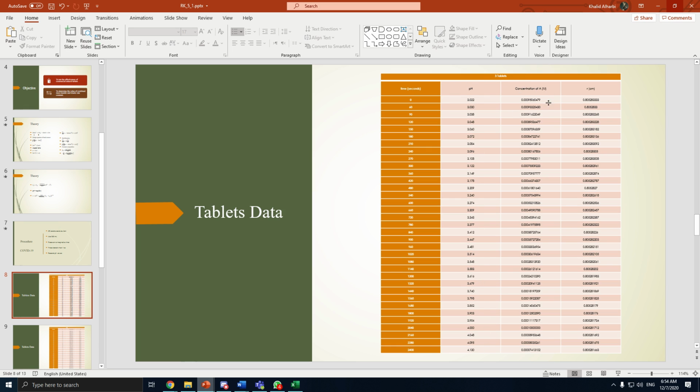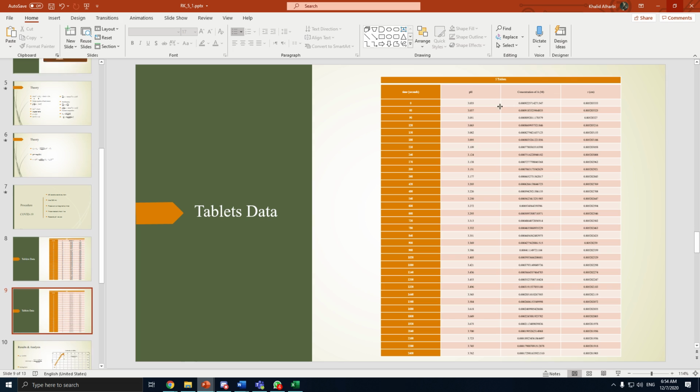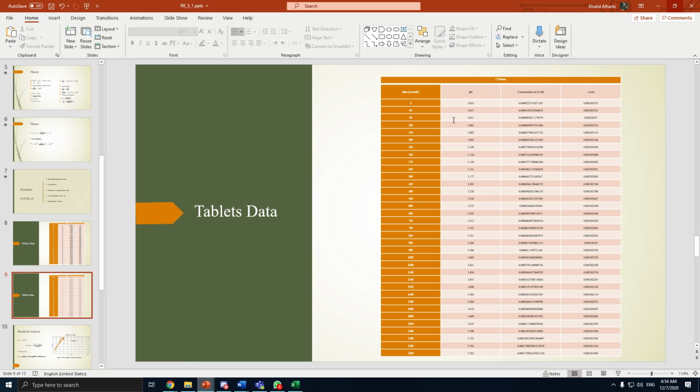However, concentration is found, as we said, through the definition of pH, which is minus log of the concentration, so 10 to the power minus the pH gives you the concentration, and then the instantaneous radius is found using the last equation. This is done for 3 tablets and 5 tablets. These values were used to construct the charts that will be shown shortly.